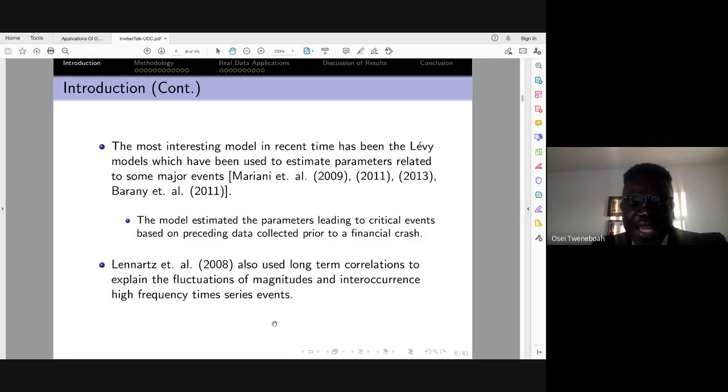Good. And one other model that was used to describe the evolution of the time series is a model by Linet et al. in 2008, where they used long-term correlations to explain the fluctuations of magnitudes, or the interoccurrences, of high-frequency time series events.